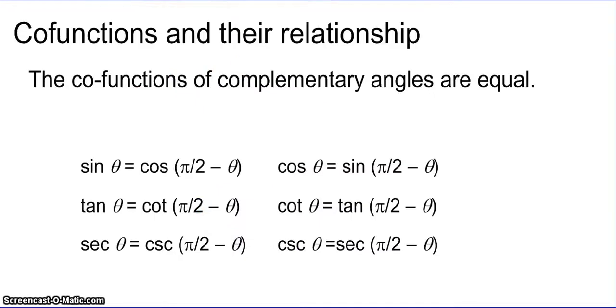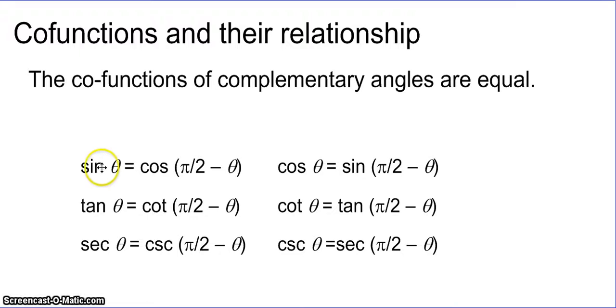Okay, so the next set of identities that we're going to talk about are the cofunction identities. The cofunction identities are complementary. The cofunctions of complementary angles are equal. So this is where the names actually kind of make more sense.